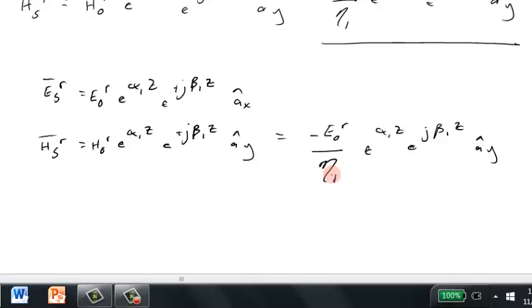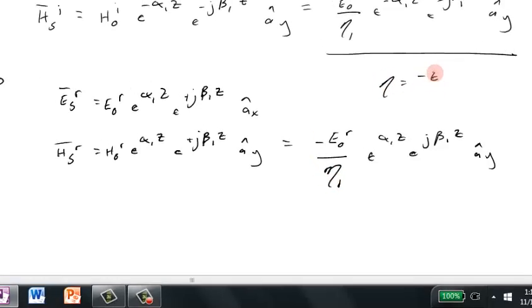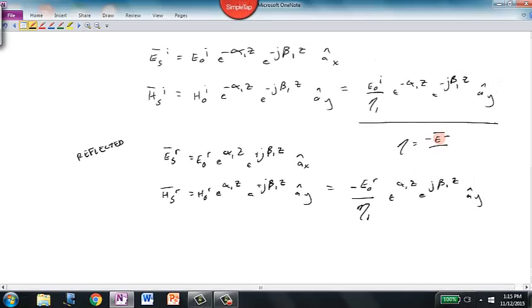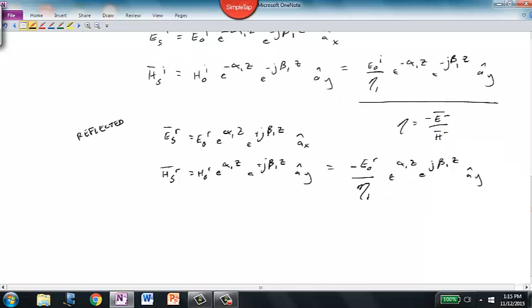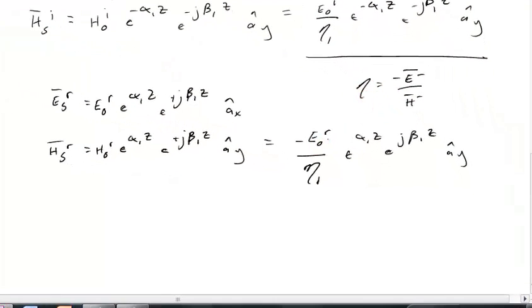eta is equal to the negative of the reflected magnetic field amplitude and phase relative to the reflected electric field magnitude and phase. So we've just used that right there. So that's the reflected wave.